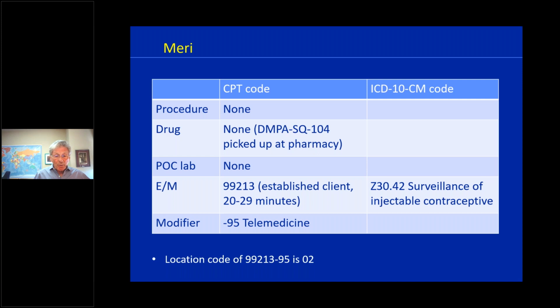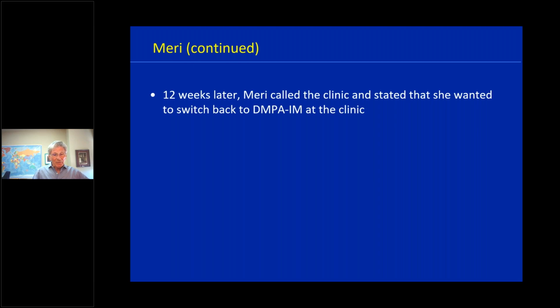And the E&M code would be a 99213 for an established client. The duration of her visit was between 20 and 29 minutes. The reason was surveillance of an injectable contraceptive, which is DMPA, and the modifier that has to be attached to the 99213 is a 95, indicating that this was a telemedicine visit. Next slide.